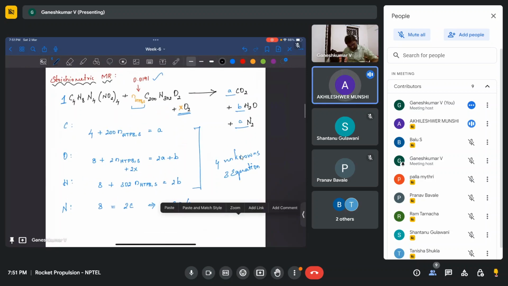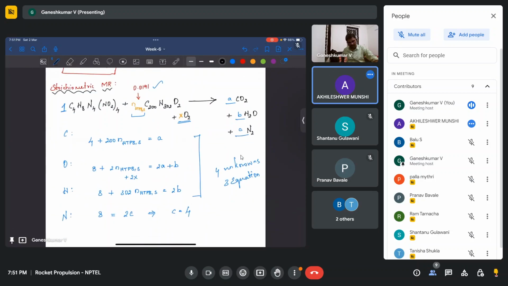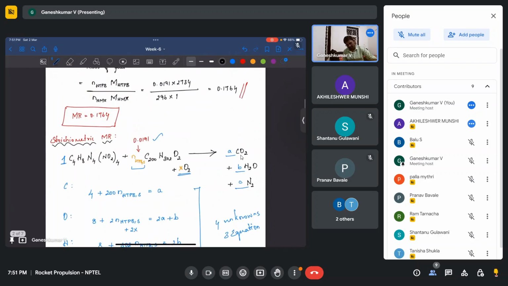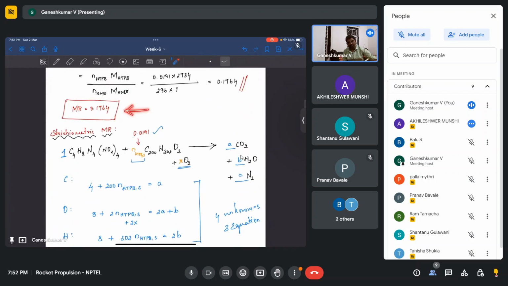So 2X can be removed, meaning no extra oxygen is needed. If you put 0.191, that is the mixture ratio we already found out, 0.1764, so it will be exactly the same. This is the mixture ratio we already found, assuming that only HMX and HTPB are present without any additional oxygen.